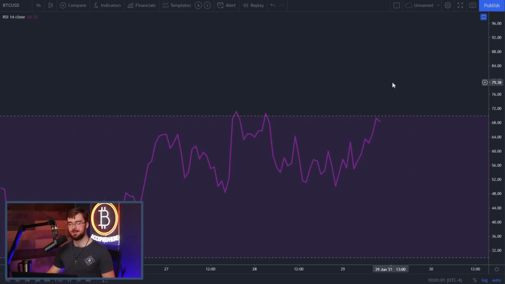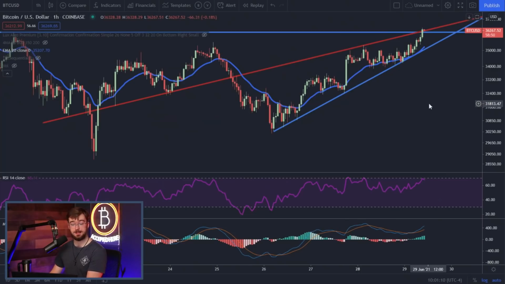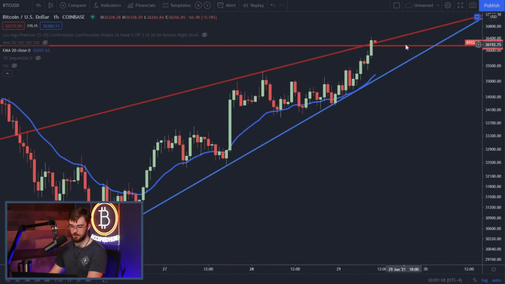Probably didn't. But the point is, if we see RSI able to breach 70, go up towards 80 or 90, that means the bulls are very strong right now. So keep an eye out for that RSI. If we continue to rally here, it is a sign that we might be breaking resistance, of which there is quite strong resistance right above us, sitting right here at $36,300 and change.